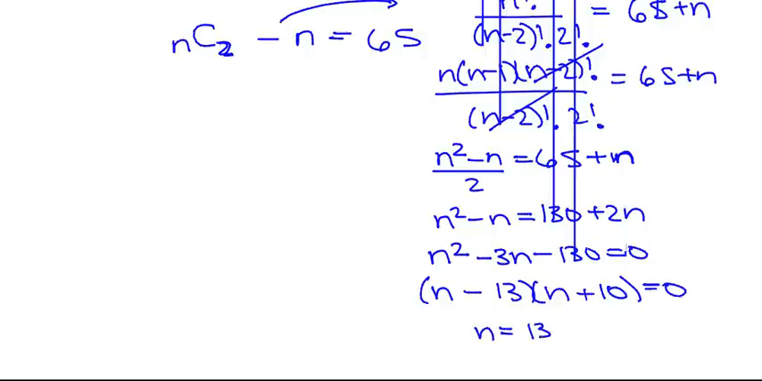So n is 13 or negative 10, and we reject negative 10, which also makes sense because we can't have a polygon with negative number of sides. So that tells us our polygon must have had 13 sides. If you like, you can go back to check it by plugging it in.